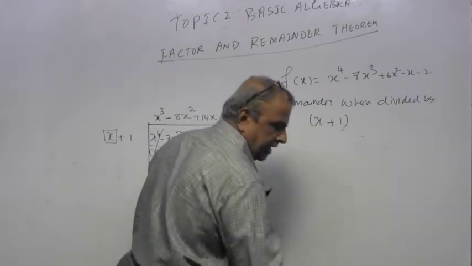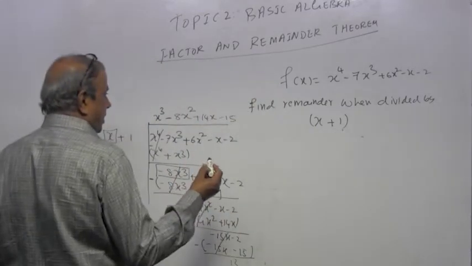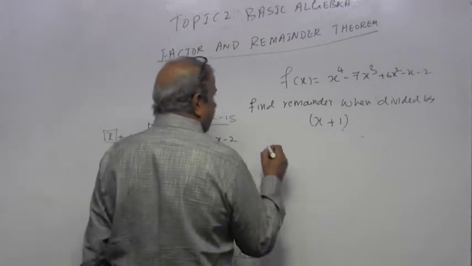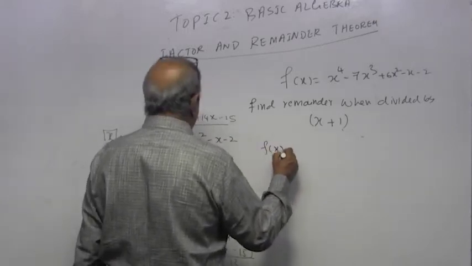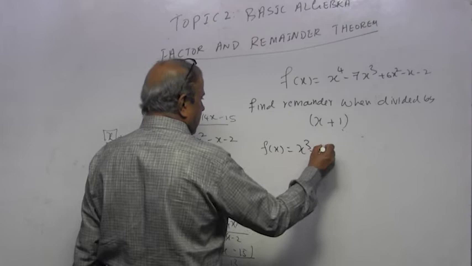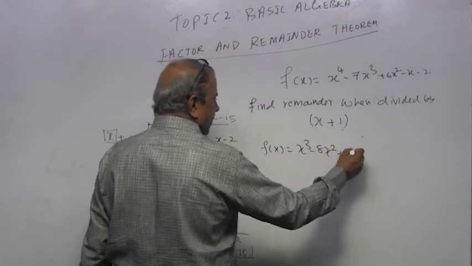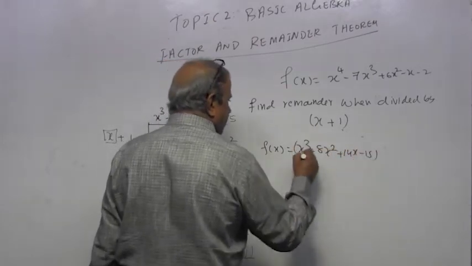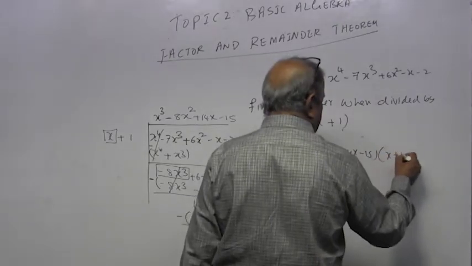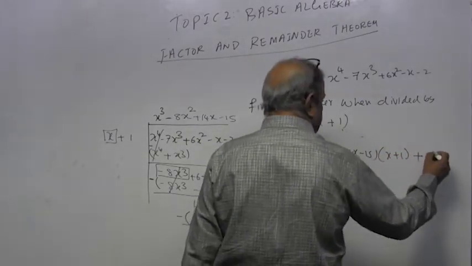So therefore, you can say, I can write f of x as x cubed minus 8x squared plus 14x minus 15 times x plus 1, plus remainder 13.